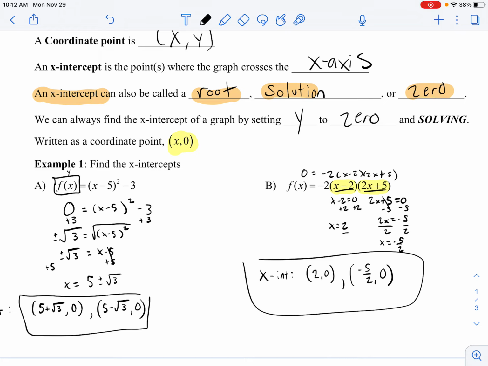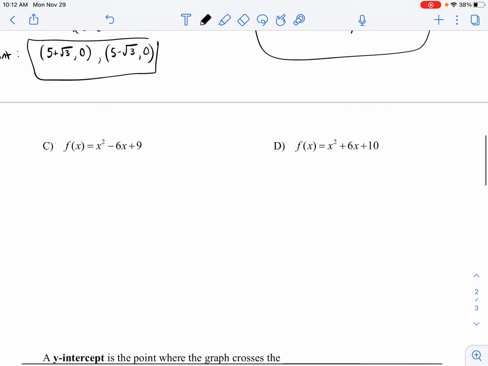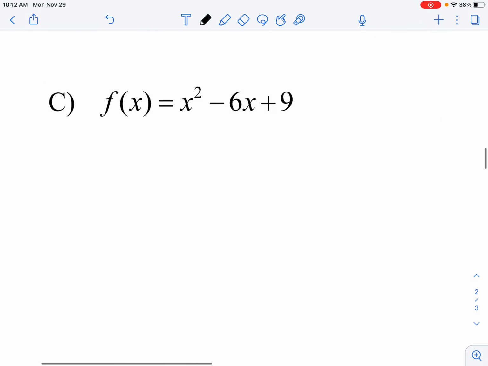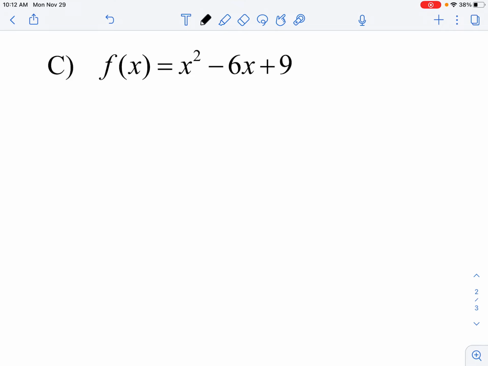Y to 0 and solving. Alrighty. So that is the first portion. So let's keep going. We have 2 more. So now we have f of x equals x squared minus 6x plus 9.